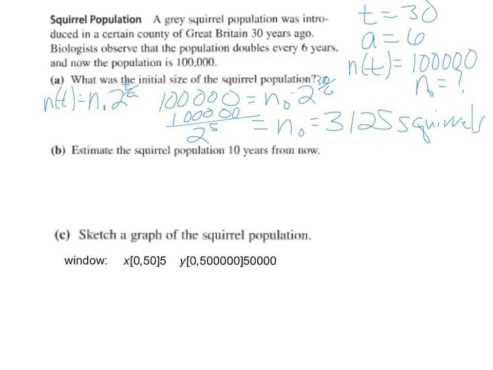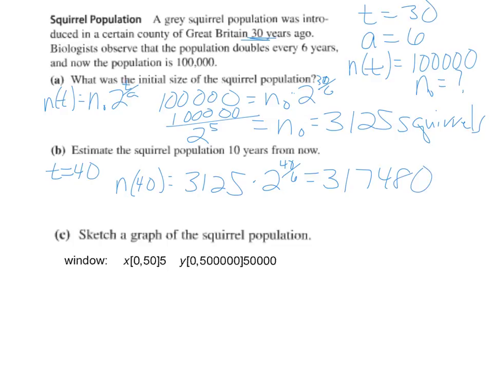Part B says estimate the squirrel population 10 years from now. So 10 more years have passed after the original 30. So our total time is 40 years. We started out with 30 years and we've added 10 more to it. So our time is 40. So the number of squirrels we would have after 40 years would be 3125 times 2 to the power of 40 over 6, which is 317480 squirrels. You would want to round down since we can't count partial squirrels.